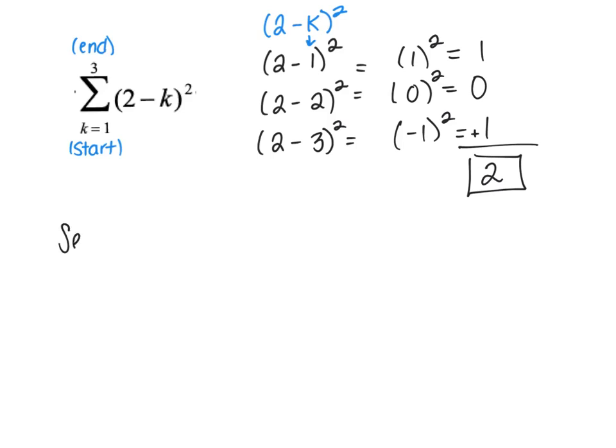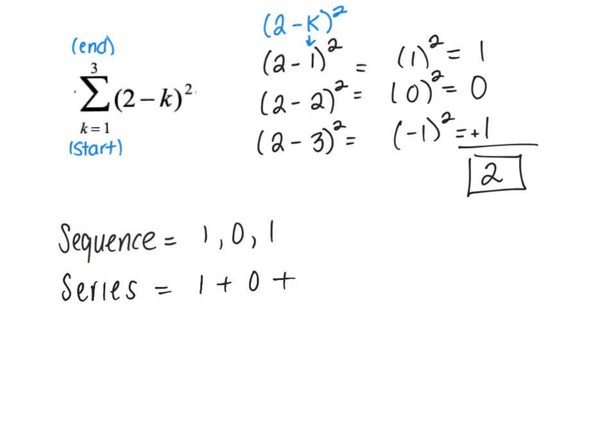If you wanted to write the sequence, you could. The sequence would be 1, 0, 1. These values are your sequence. And if you wanted to write the series, it is the sum of those numbers, 1 plus 0 plus 1. And then the answer for this sigma notation is 2.